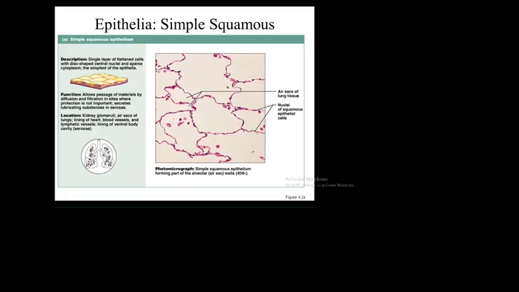So maybe sometimes work backwards. It's not multiple layers, is it? So it's not stratified. It's not all over the place like transitional or pseudostratified. So you're left with a simple arrangement of flat cells. Are they columnar cells? Nope. Right? So sometimes the easiest way is to work backwards by logic.